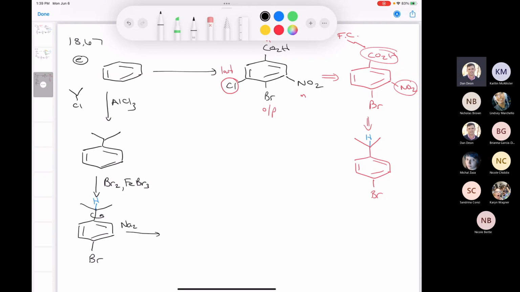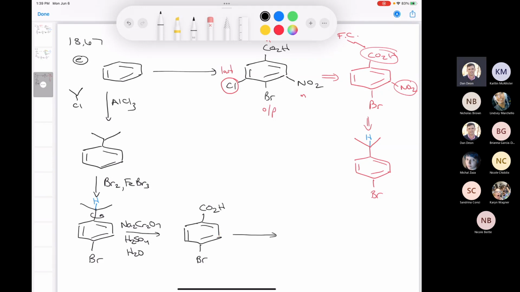You know what? Jones oxidation doesn't get enough love, so let's use sodium dichromate, sulfuric acid, and water. And that's going to give us parabromobenzoic acid, this compound here. Now we've got a meta director here, and we've got an ortho director here. And so both of these are going to direct to this position. Now we can do our nitration.